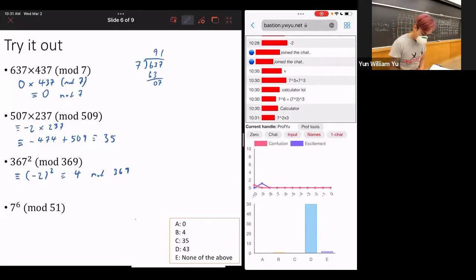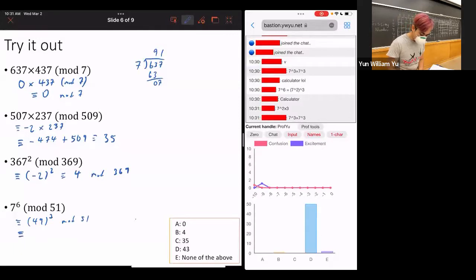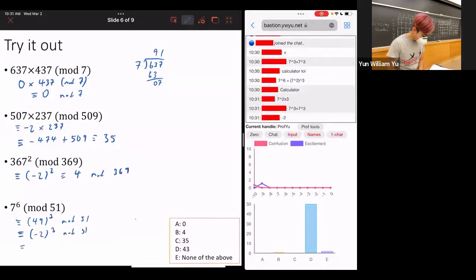And so in particular, this is equivalent to 49 cubed mod 51, right? But now what is 49 equal to? 49 is minus 2. So this is equivalent to minus 8 mod 51, which is equivalent to 43. Okay, so you can break it up into these smaller pieces and then figure things out from there.